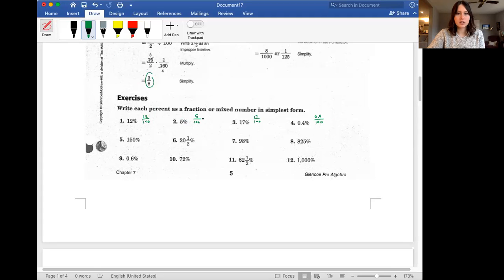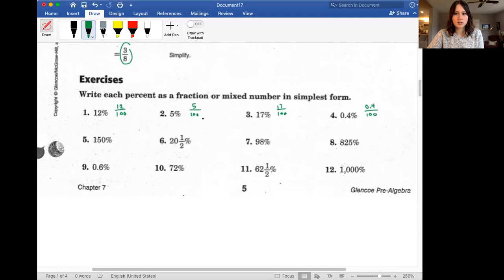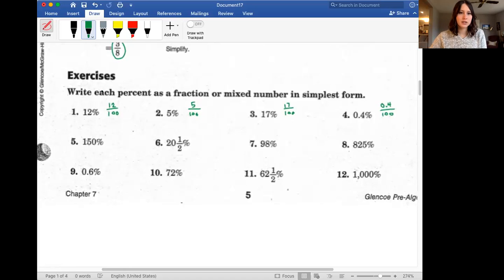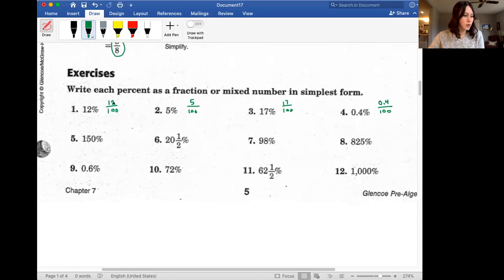So if I wanted to reduce, let me zoom in here. So if I wanted to reduce, I could divide both these by 2, and then you've got 6 out of 50. Well, I can divide by 2 again, reduce by 2, so 3 out of 25. So the simplified fraction is 3 out of 25.